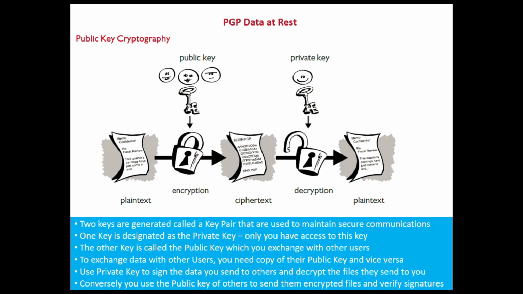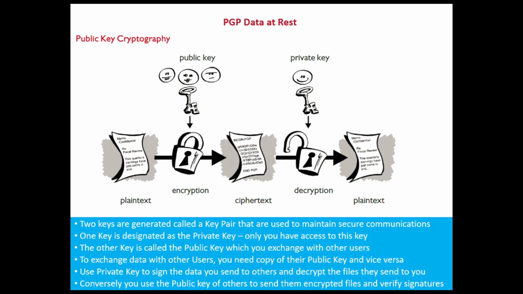Both your private and your public keys are stored in keyring files. As its name implies, only you have access to your private key, but in order to correspond with other users, you need a copy of their public key and they need a copy of yours. You use your private key to sign the files and attachments you send to others and to decrypt the messages and files that they send to you. Conversely, you use the public keys of others to send them encrypted data and also to verify their digital signatures. Okay, so that's a brief overview of the basics of encryption.